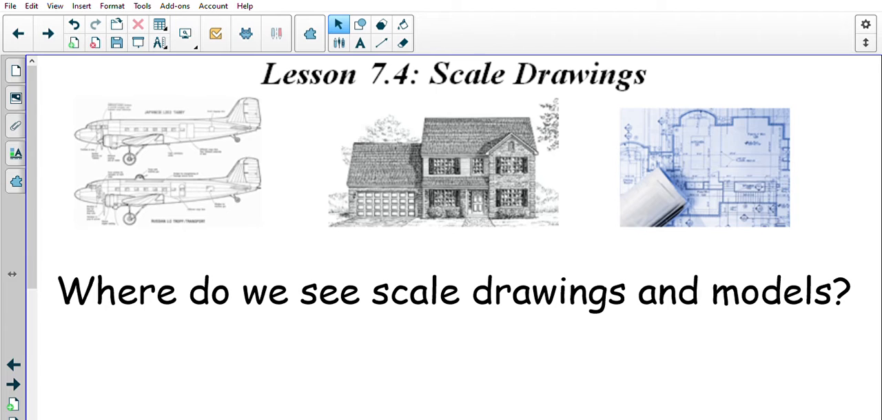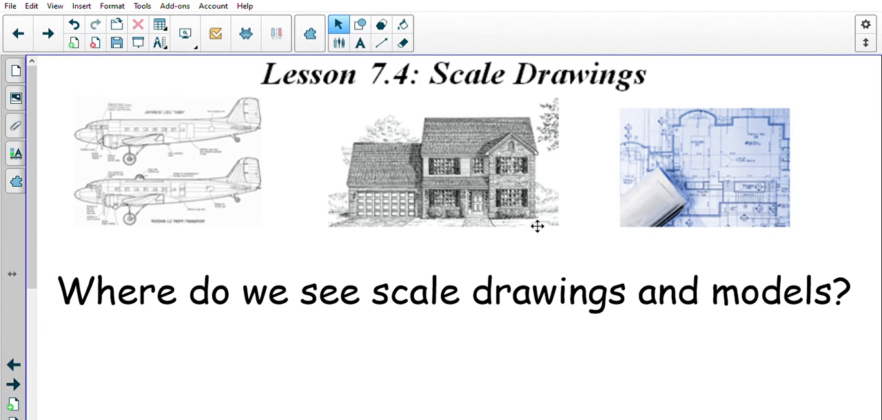Today's video comes from the lesson 7.4 guided notes on scale drawings. We first want to talk a little bit about where in real life we see scale drawings and models. And you can see some examples in your guided notes. For example, model airplanes or perhaps a drawing of an airplane.